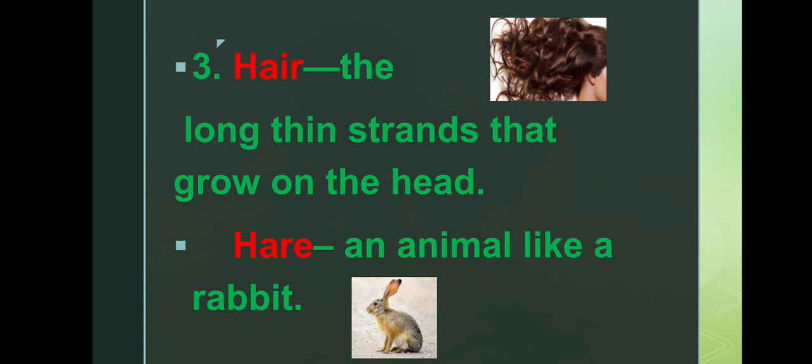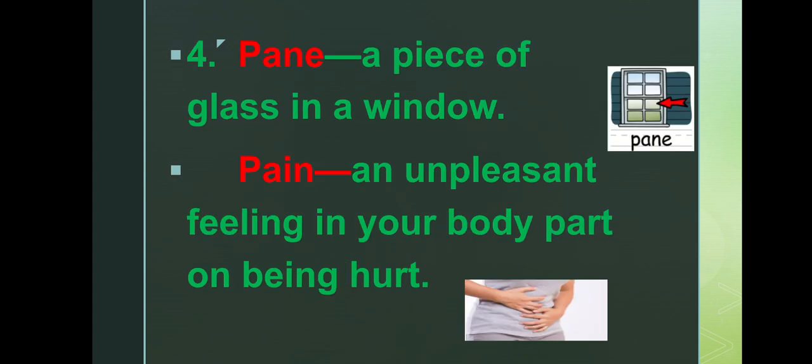The next two words are hair and hare. The meaning of the first hair is the long thin strand that grows on the head. The meaning of the second hare is an animal that looks like a rabbit.